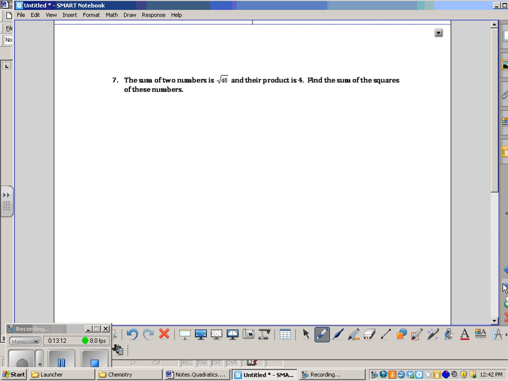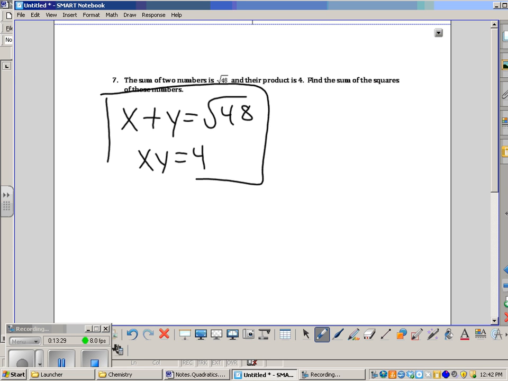The sum of two numbers is root 48. Let's call them x and y, because that's what most people are most comfortable with, including myself. The next one, their product is 4. So this was given information. Probably is going to be important. It says, find the sum of the squares of these numbers.